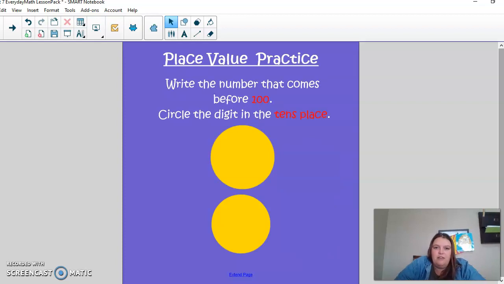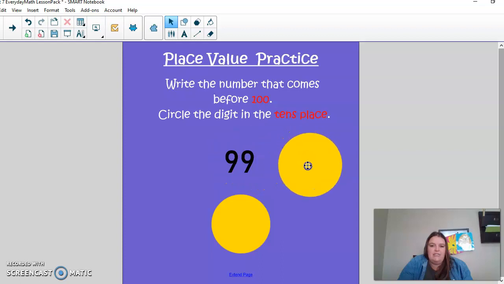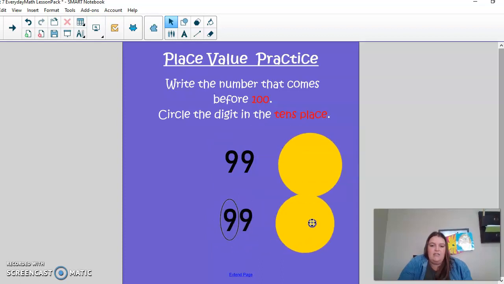Next problem, write the number that comes before 100 and then circle the digit in the tens place. So go ahead and write the number before 100 and circle that digit in the tens place. You can pause and then turn it back on when you're ready. All right, the number right before 100 is 99, and this first 9 is in the tens place because this 9 actually means 90. So it is 90 plus 9.